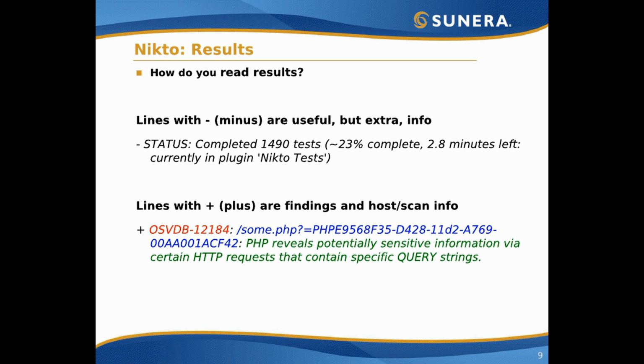Lines with a plus are actual findings and things that you might want to check out in more detail. In this case, the section in red is always going to be an OSVDB ID, and you can go to osvdb.org and get more information about this particular issue. The portion in blue, separated by colon, is the actual file that was loaded on the web server. So you can just paste that in your browser to see what happened.